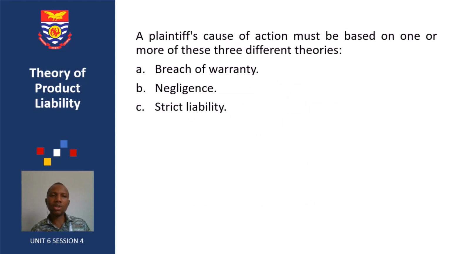Now let's look at the theories of product liability. Product liability is based on three theories: breach of warranty, negligence, and strict liability. With breach of warranty, this is what you are saying. If someone buys a product from you and you give the person an assurance that you can use this product within 2 years and it will not spoil.